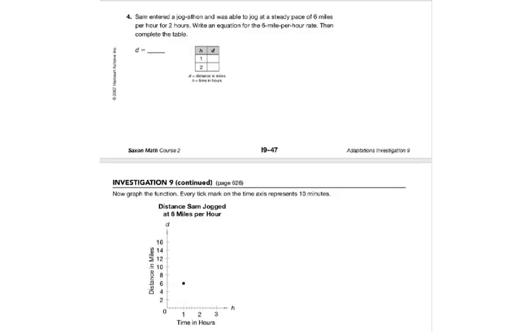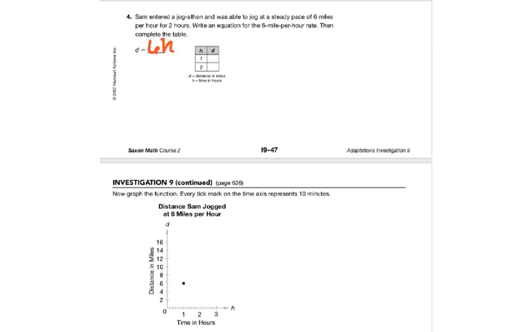Okay, so now here we get to do one ourselves, and the question says, Sam entered a jogathon and was able to jog at a steady pace of 6 miles per hour for 2 hours. Write an equation for the 6 mile per hour rate, then complete the table. Okay, so he jogged at 6 miles per hour. So his distance equaled 6 times hours.